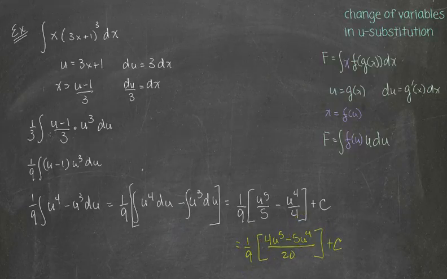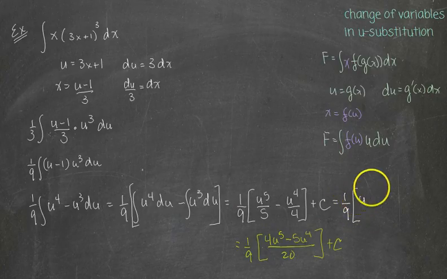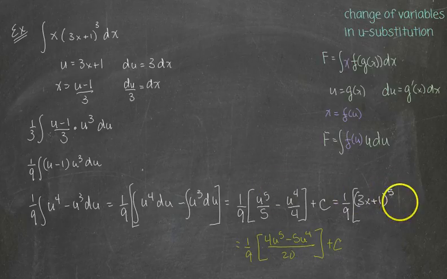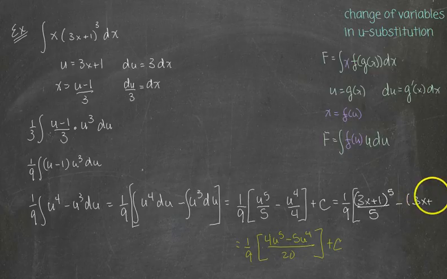I think not. I think at this stage of the game, looking ahead, I'm just going to stick with my original form and substitute back in 3x plus 1. So I have 1/9 times, excuse me, it's not u, it's (3x plus 1) to the 5th over 5 minus (3x plus 1) to the 4th over 4 plus c.